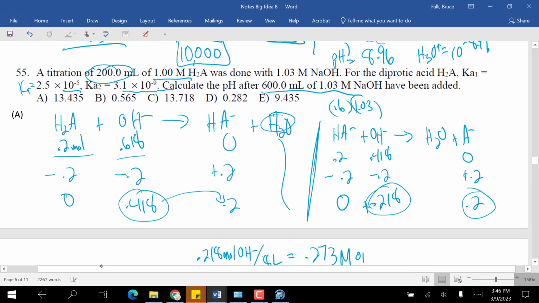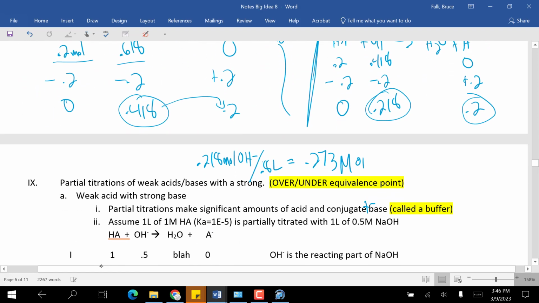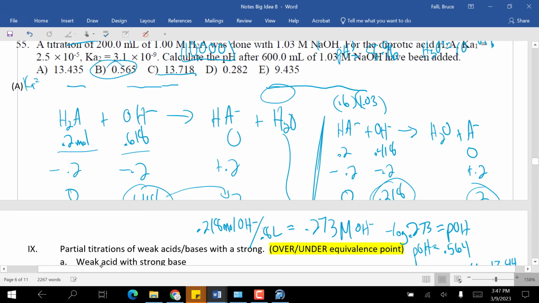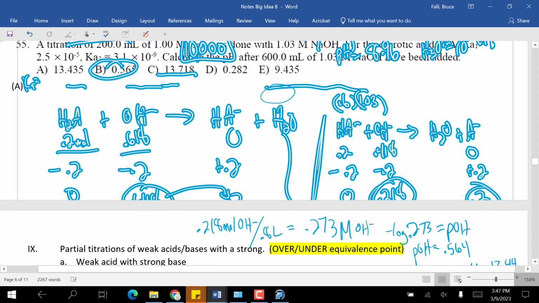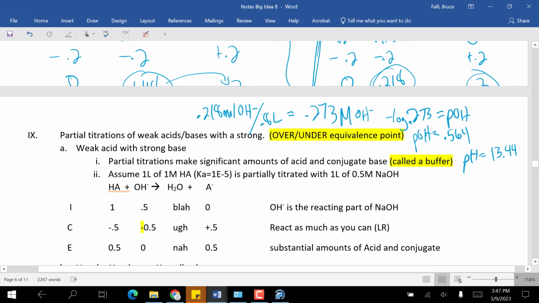And it asked for pH. Calculate the pH. So first I'm going to take negative log of 0.273, which gives me pOH. Negative log of the answer, and I get 0.564. So then the pH is 13.44. Please let it be there. 13.44. That surprised me. That problem scared me, but we got it.